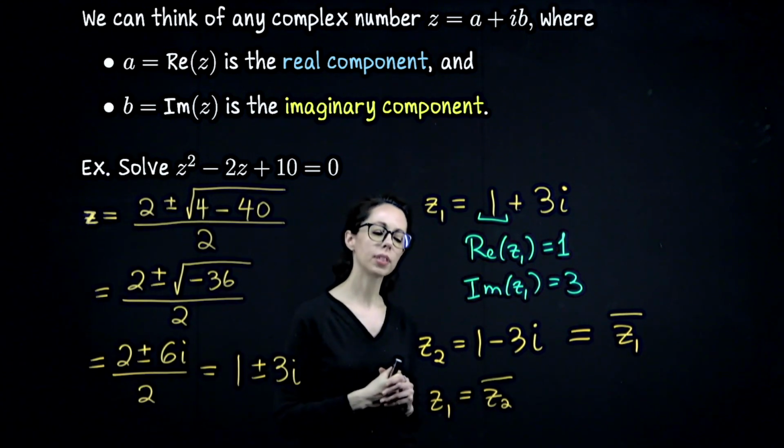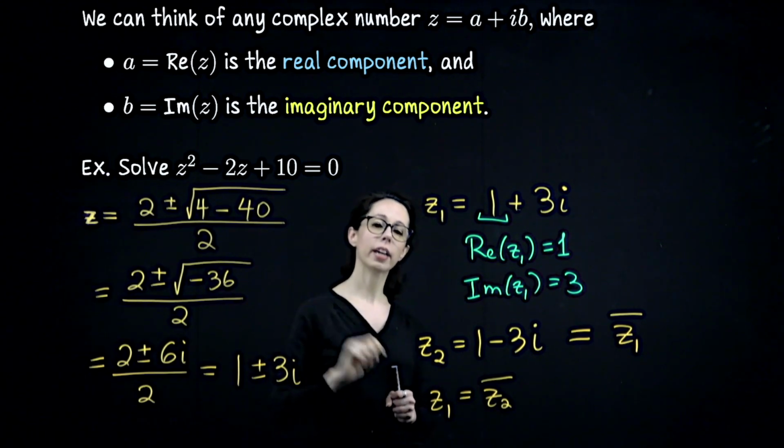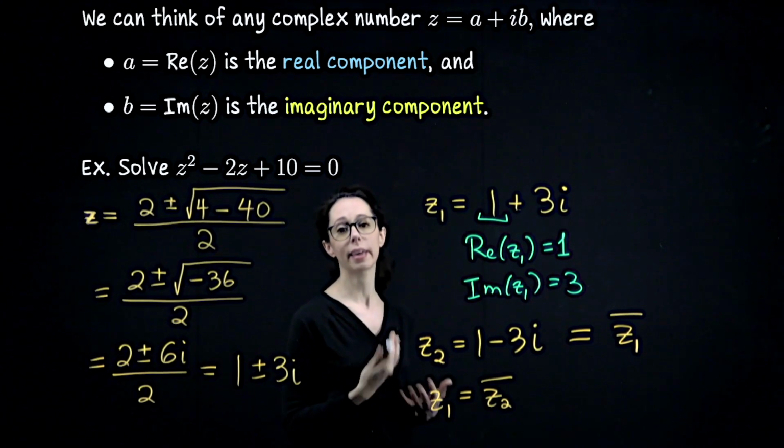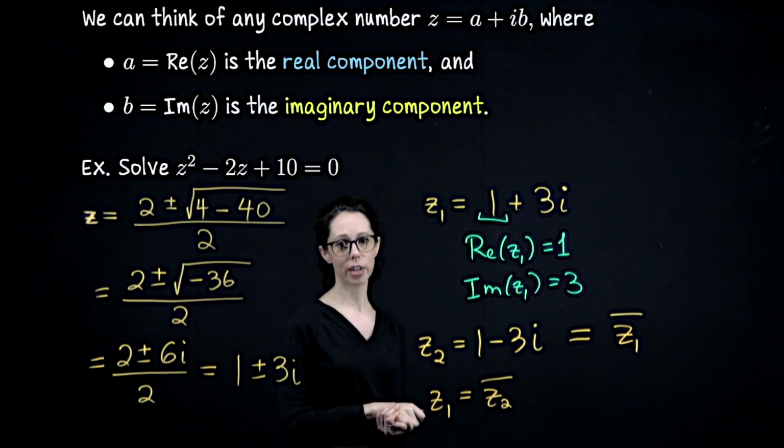I don't want to go too off topic, but what you would find is any quadratic equation that has complex roots will have their complex roots looking like this. So their complex roots would be complex conjugates.